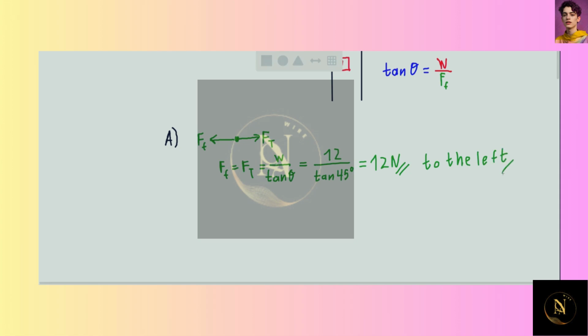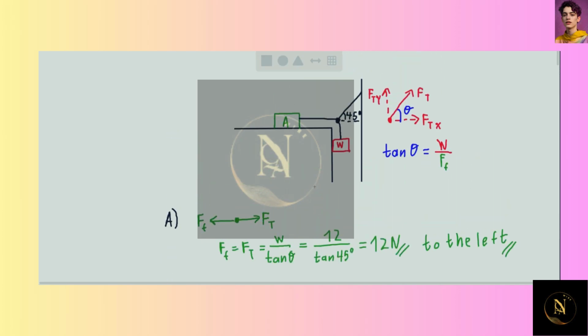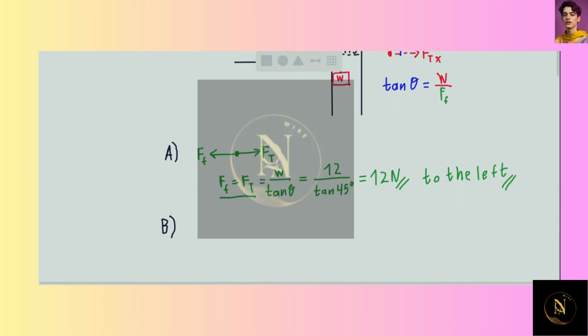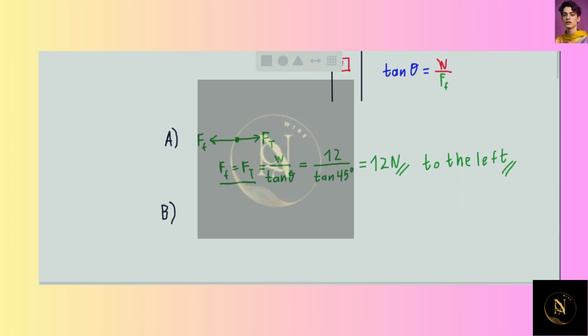Now let's move on to part B. In part B, we want to find what is the maximum weight we could put so that this block remains in equilibrium. Well, we have this equation. We know that it must be fulfilled for block A to stay in equilibrium. But we no longer have the weight equal to 12 newtons as we had previously. So let's rewrite this equation to represent a new scenario.